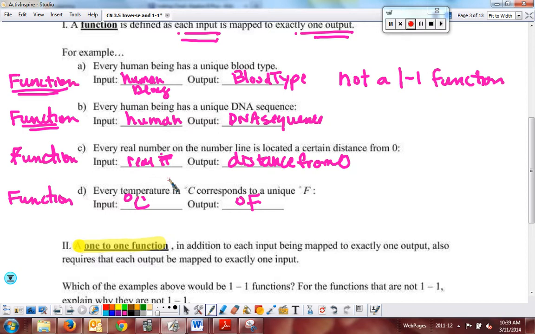Every human has a unique DNA, so you input humans, you get out your DNA, and we said DNA is a function of the person that I put in. Is the person you put in a function of their DNA? Yes. What about brothers?